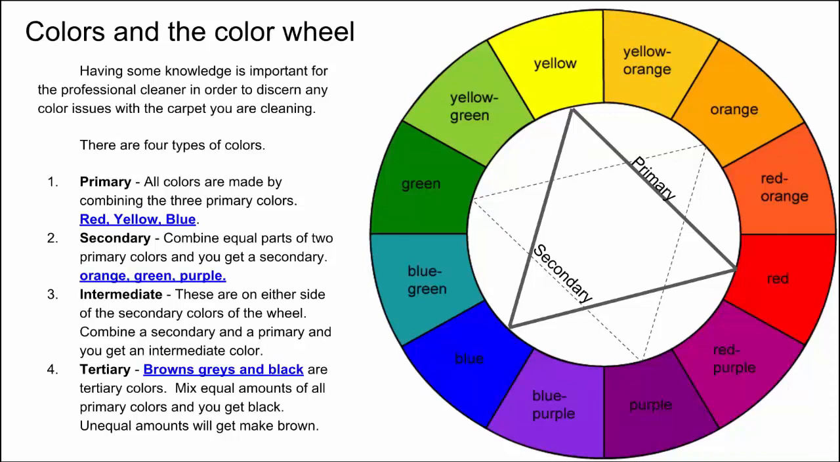Tertiaries are browns, blacks, grays. Basically, if you mix equal parts of your primaries together, you're going to get black. So if you mix your red, yellow, blue together, you'll get black in different shades. So you can have grays to blacks. Mix unequal parts, you're going to get your browns.